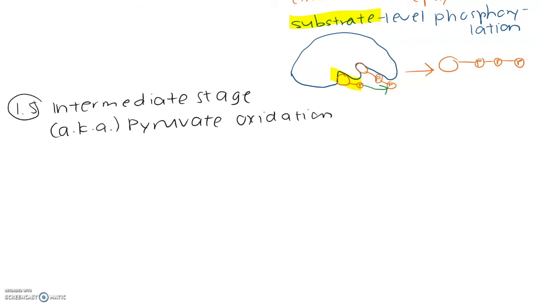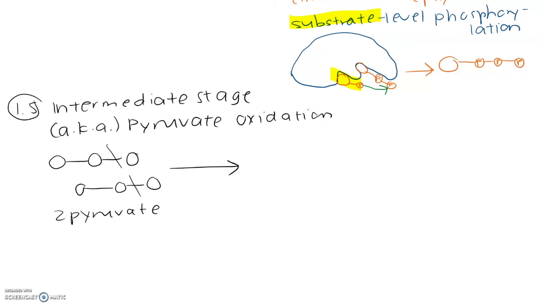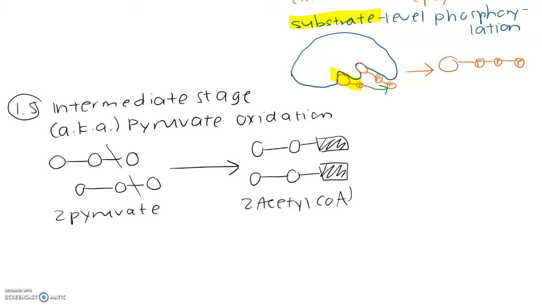So pyruvate can't go directly to the citric acid cycle. It has to be converted to something known as acetyl-CoA first. So I'm going to go ahead and draw this for you. Here's our pyruvate. It has 3 carbons each. Now what's going to happen is we're going to take off one of those carbons and replace it with something called acetyl-CoA. Okay. So this is 2-acetyl-CoA, and here's your coenzyme A.